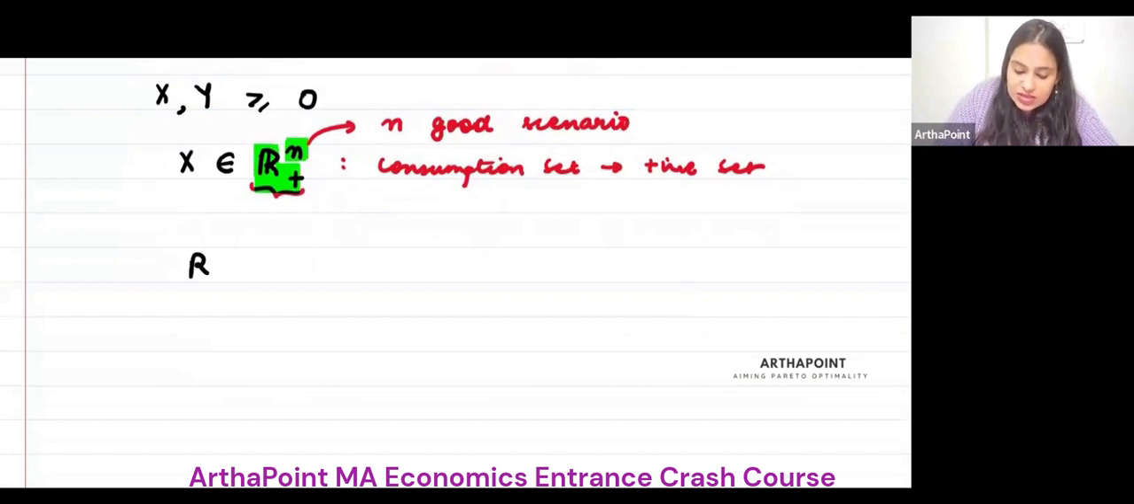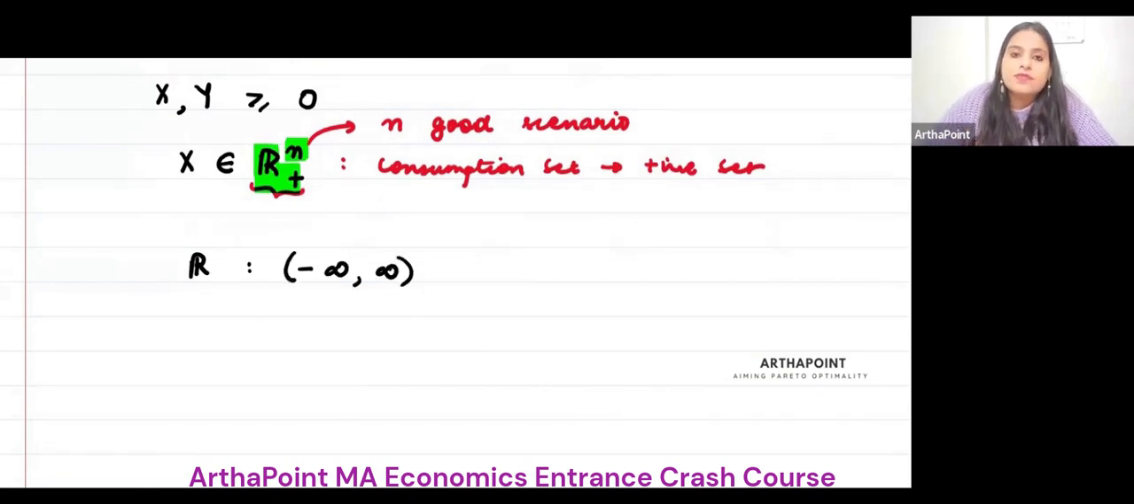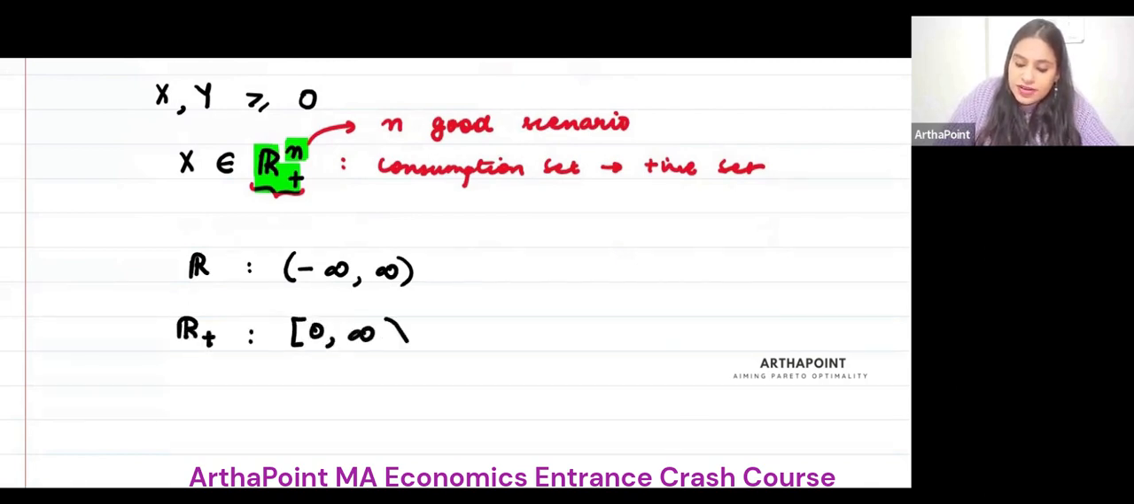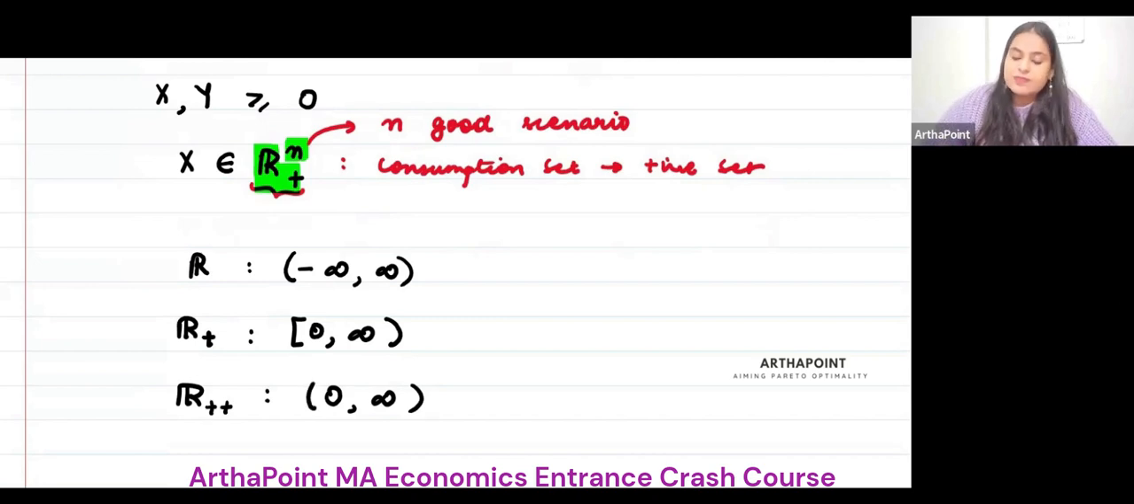So when we say the spaces are in R, it means that it can belong anywhere from -infinity to infinity. When I say that the spaces are R plus, it means 0 is included, but it can go till infinity. So 0 unit consumption is possible, but I can consume anything till infinity. When I say R plus plus, it means anything between 0 to infinity, but 0 not included.